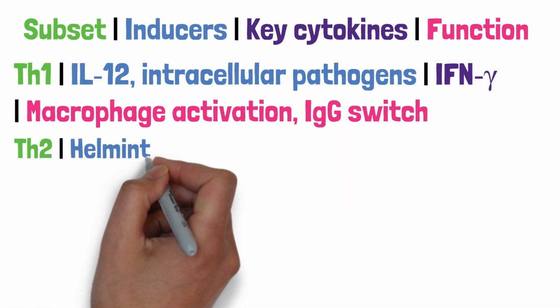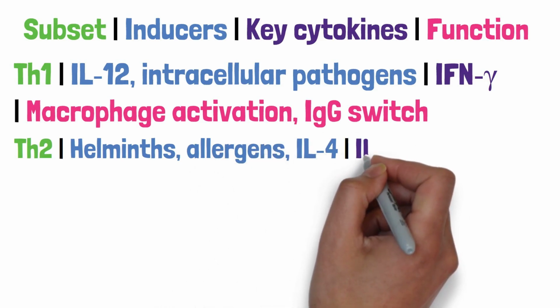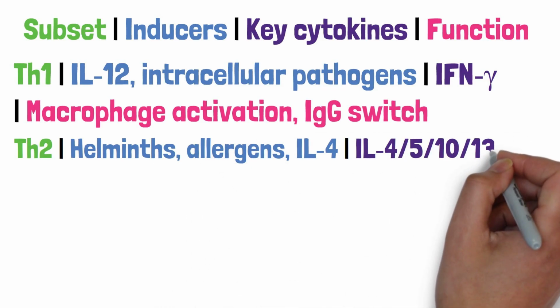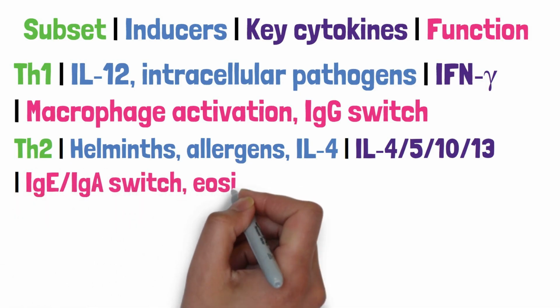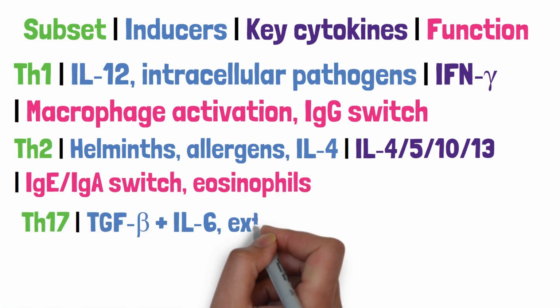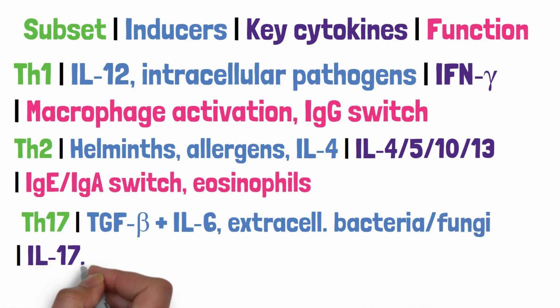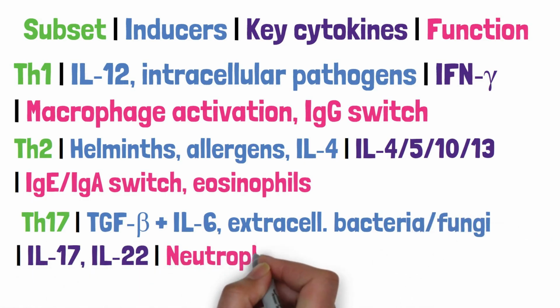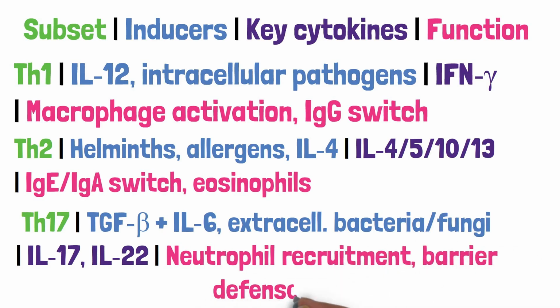Th2 cells go the other direction. Helminths and allergens push naive cells toward IL-4, IL-5, IL-10, and IL-13, which switches antibodies toward IgE and IgA and recruits eosinophils. And Th17 cells need TGF-beta plus IL-6 together. They respond to extracellular bacteria and fungi and their signature cytokines, IL-17 and IL-22, recruit neutrophils, and reinforce barrier defenses.